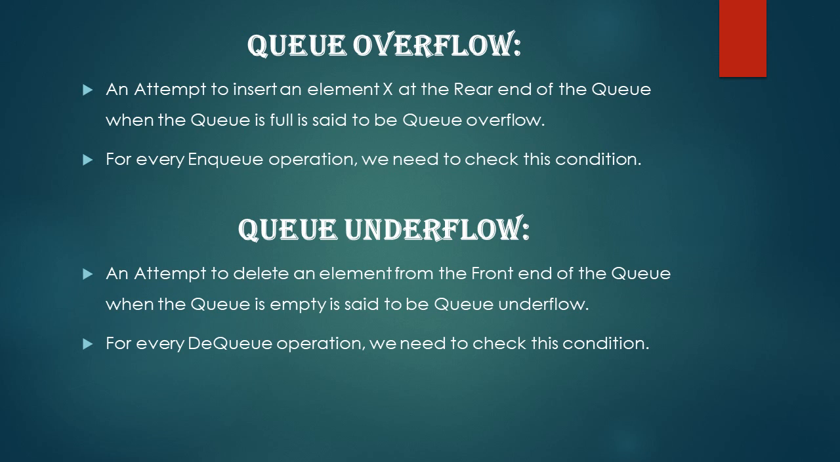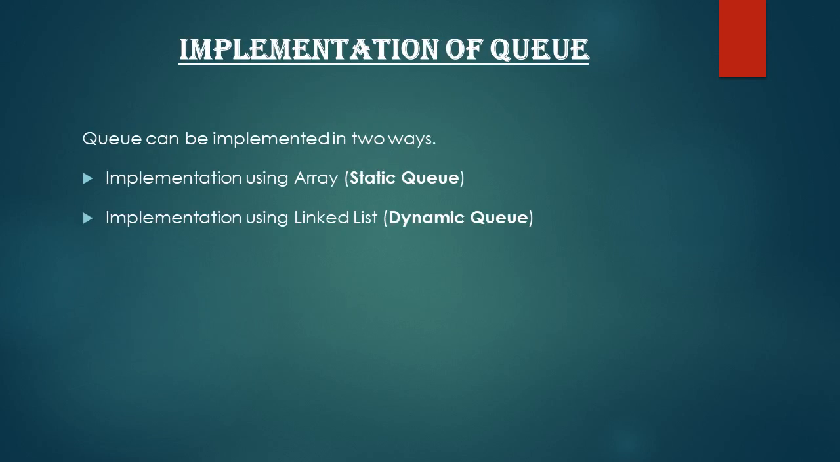Queue underflow. It is an attempt to delete an element from the front end of the queue. When the queue is empty, it is said to be queue underflow. For every DQ operation, we need to check this condition.